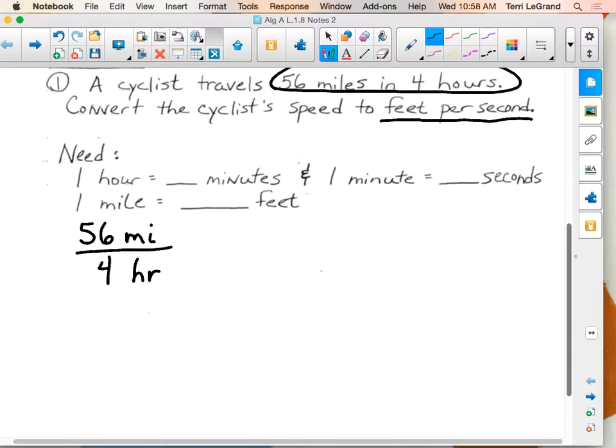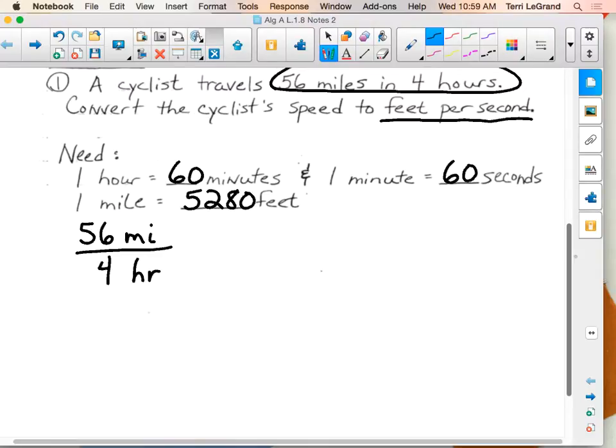1 hour equals 60 minutes. But they don't want minutes, they want it per second. So we have to take those minutes and use a conversion factor to get seconds. 1 minute equals 60 seconds. Those 2 conversion factors will help us convert the time part. Now we need a conversion factor that gets from miles to feet, and we already identified it above: 5,280. Write down all the conversion factors we need, and then we're going to multiply by them.